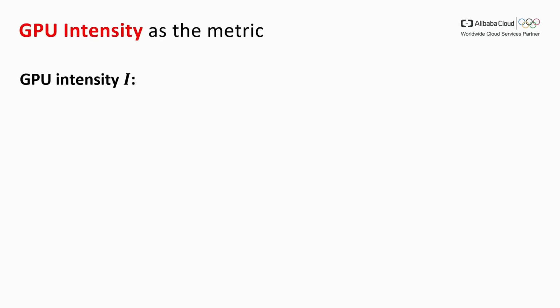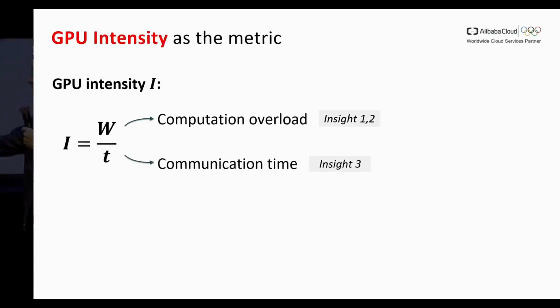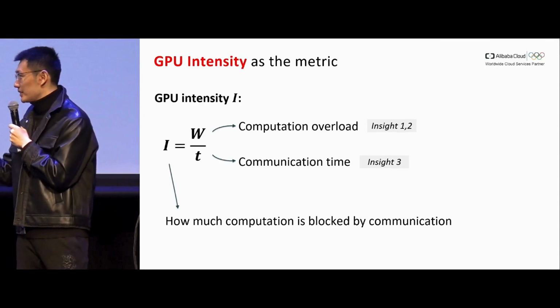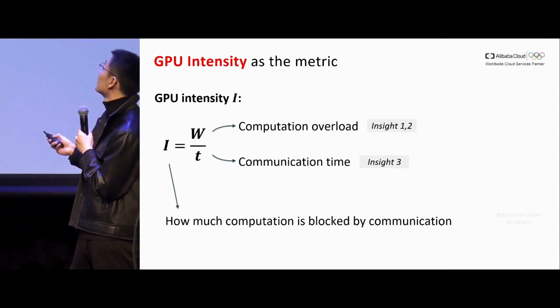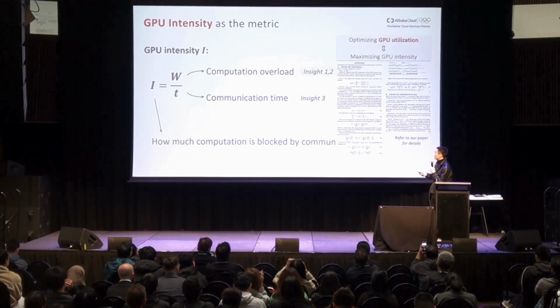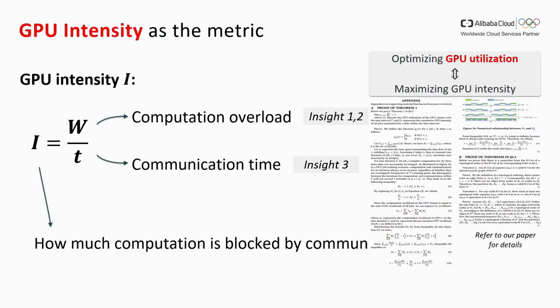Now, to quantify the importance of each job mathematically, we propose a new concept, GPU intensity. Generally, GPU intensity can be represented by dividing the computation workload W by the communication workload T. Basically, it describes how much computation is blocked by a certain amount of communication. And we prove that optimizing GPU utilization is equivalent to maximizing GPU intensity in communication scheduling. Details can be found in our paper.